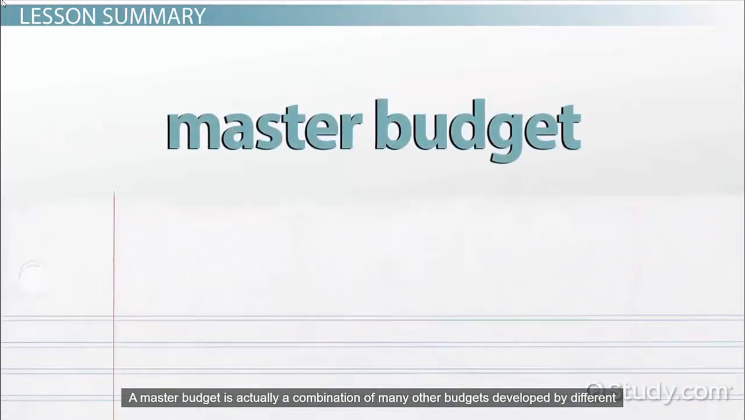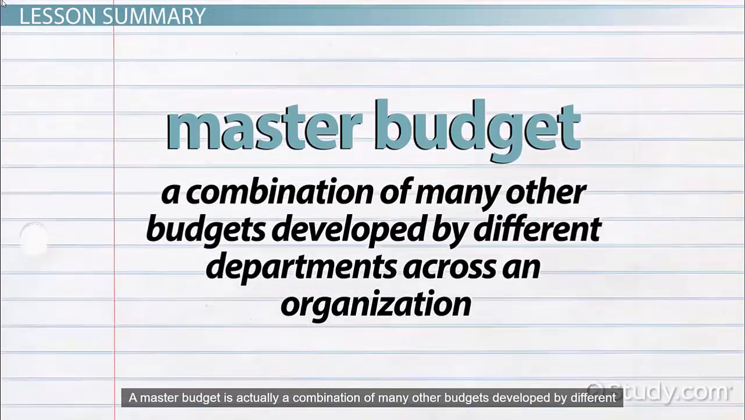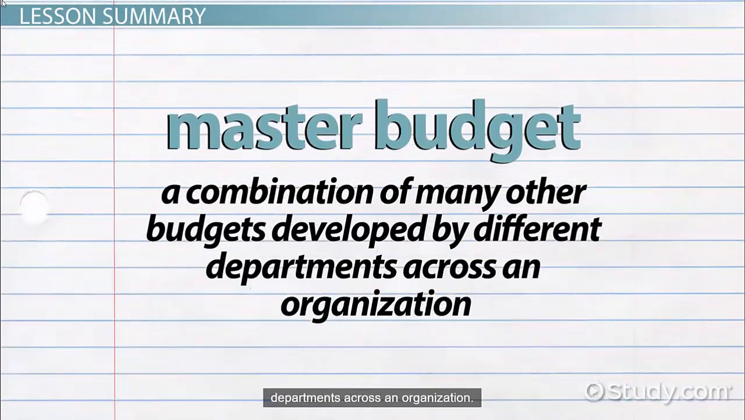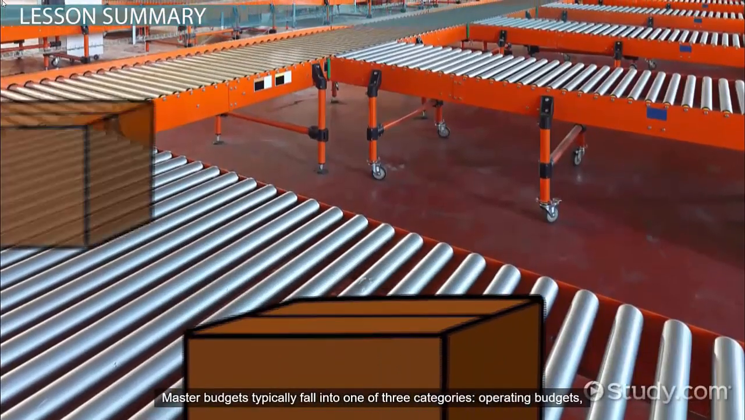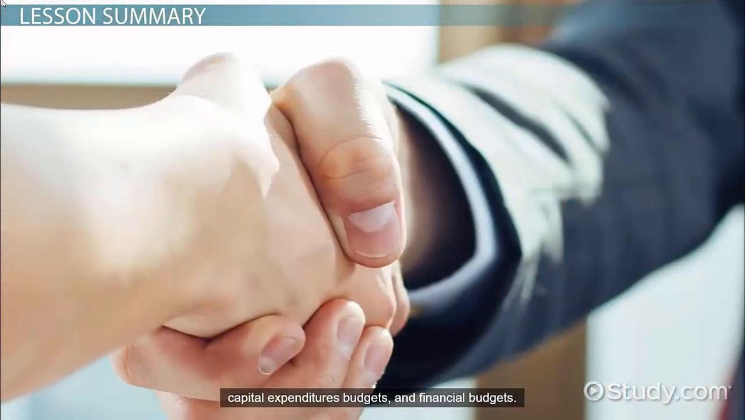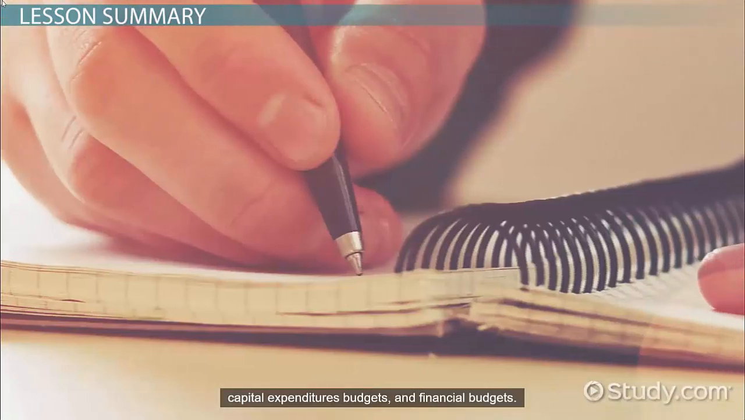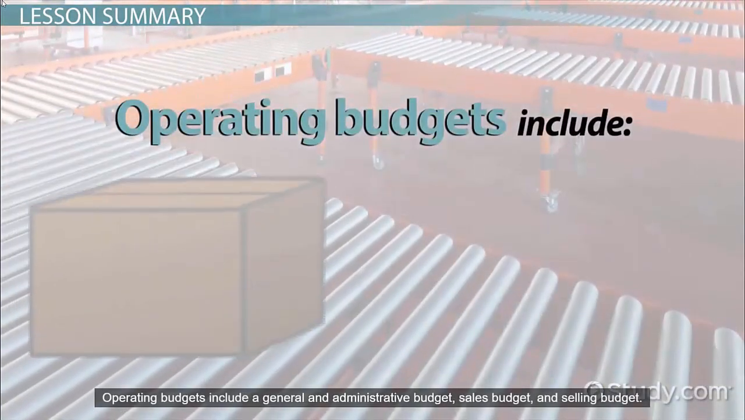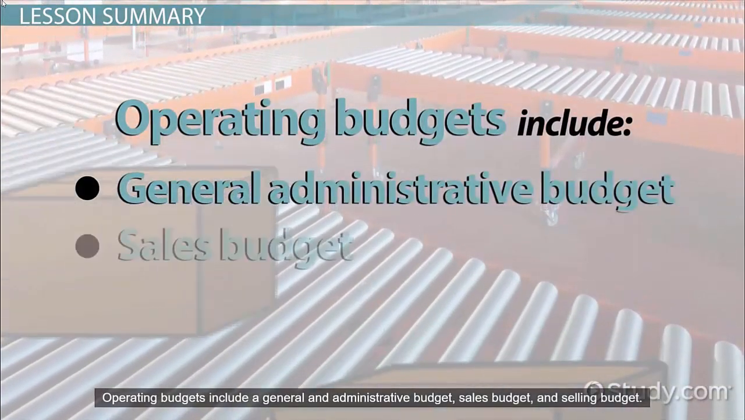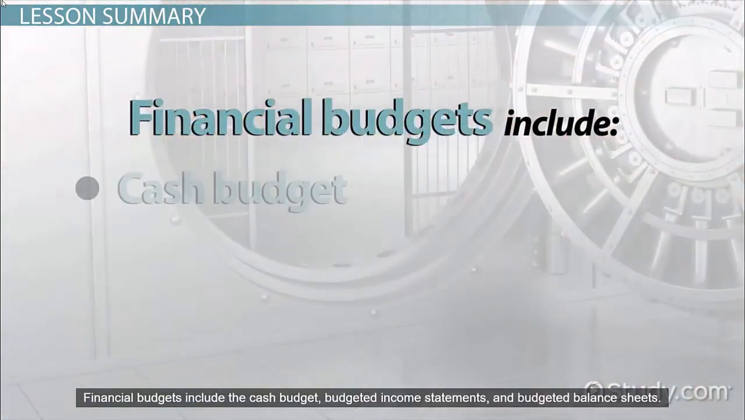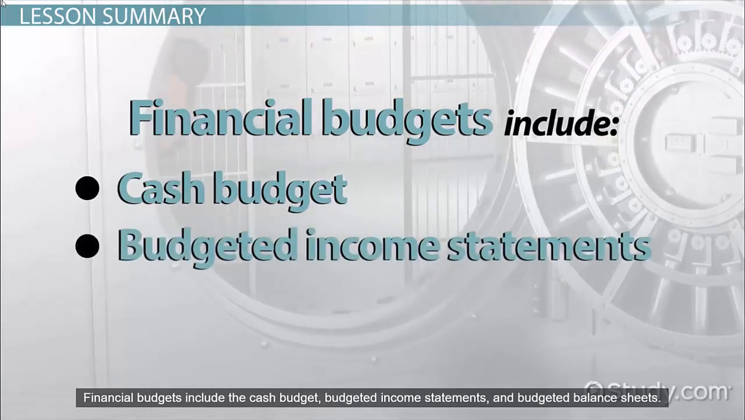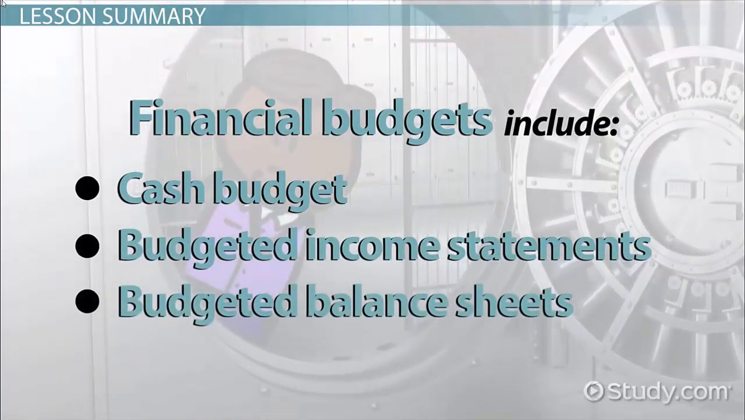A master budget is actually a combination of many other budgets developed by different departments across an organization. Master budgets typically fall into one of three categories: operating budgets, capital expenditures budgets, and financial budgets. Operating budgets include a general and administrative budget, sales budget, and selling budget. Financial budgets include the cash budget, budgeted income statements, and budgeted balance sheets.